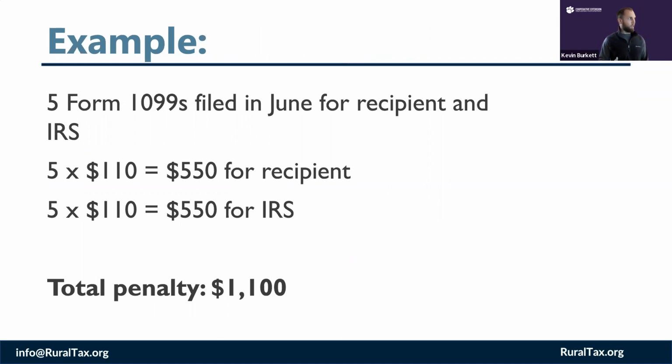So we've got 5 forms. We did not get them to the IRS, and we did not get them to the recipient. So we hit that second piece, like the increased penalty. And so we're up to $110 because we're past 30 days. So we've got 5 times 110 for the ones that were supposed to be issued to recipients. Same thing for the IRS. So we are looking at a penalty of $1,100 in that instance.